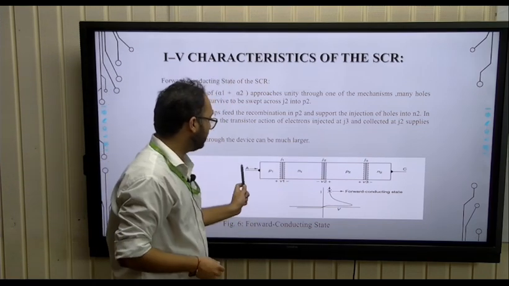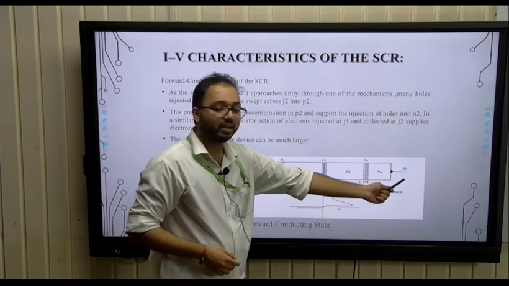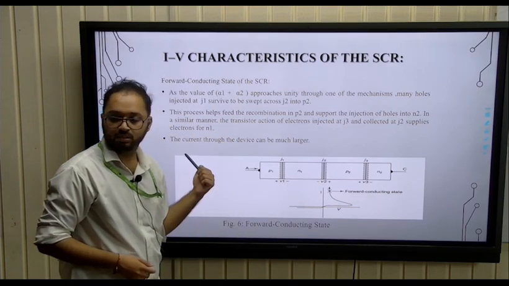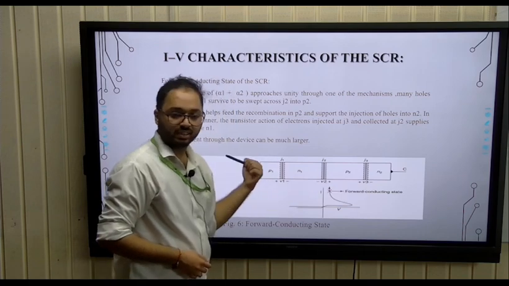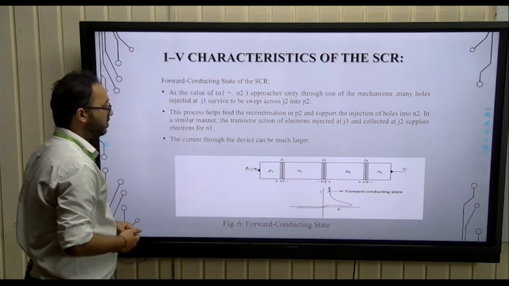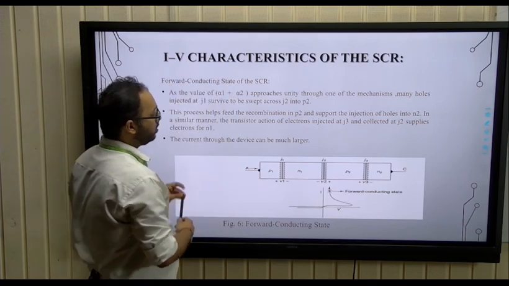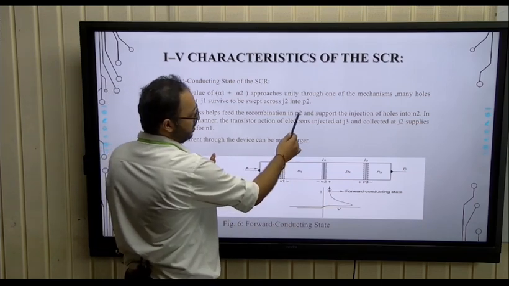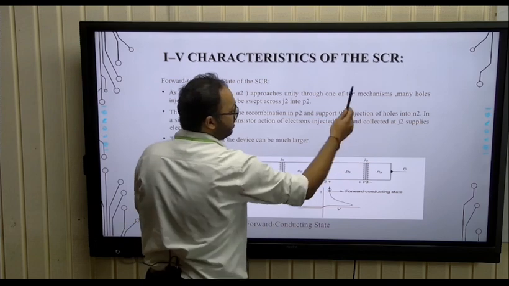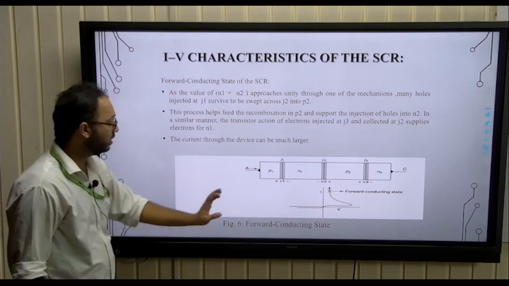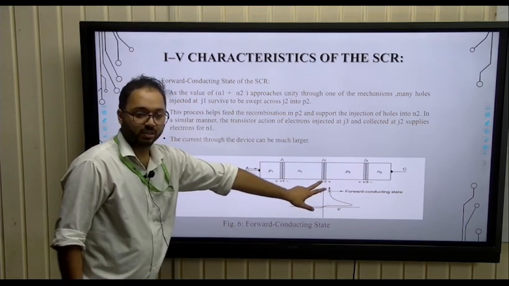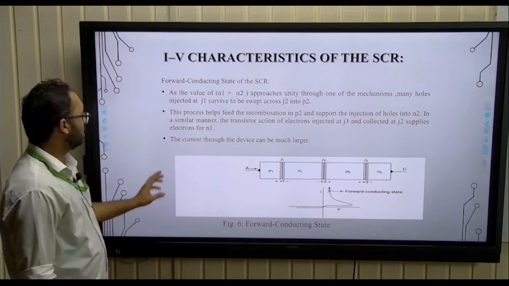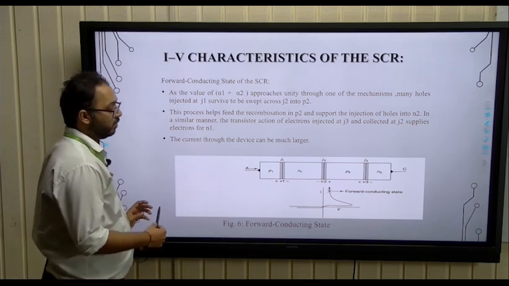That's what I was saying, that we are injecting holes from this side and inserting electrons from this side. Okay, and all the collection that is happening is at J2. See, here we are talking about P2 and here we are talking about J2. Both are at this place. Okay, the current through the device can be much larger.